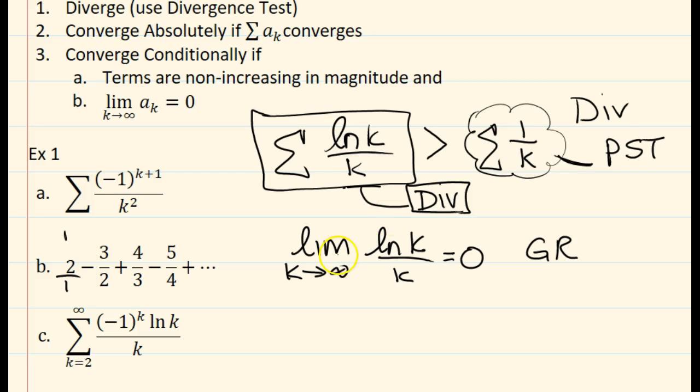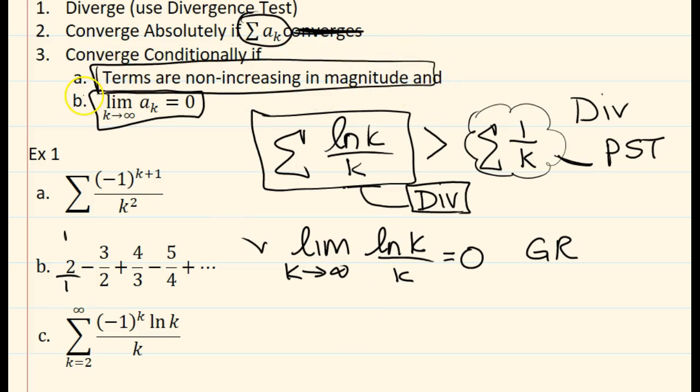So what we have then is that our absolute part right here is not converging. It's actually diverging, so we cannot say it converges absolutely. So let's see if it converges conditionally. First, we check whether the limit of a_k is equal to 0. We have that. Then the next question is, are the terms non-increasing in magnitude as we go along?